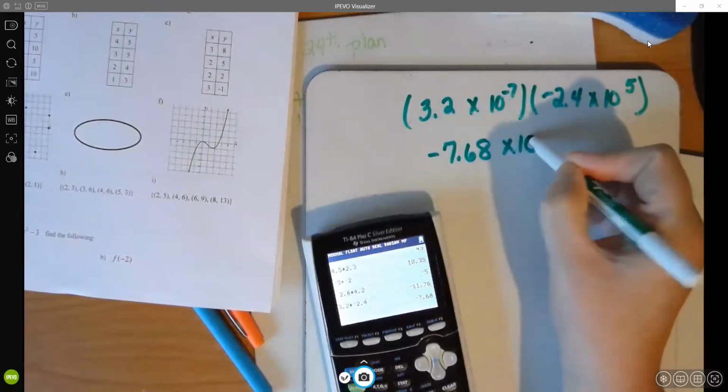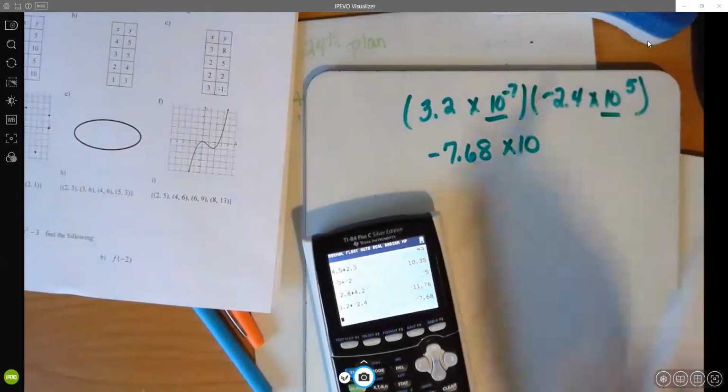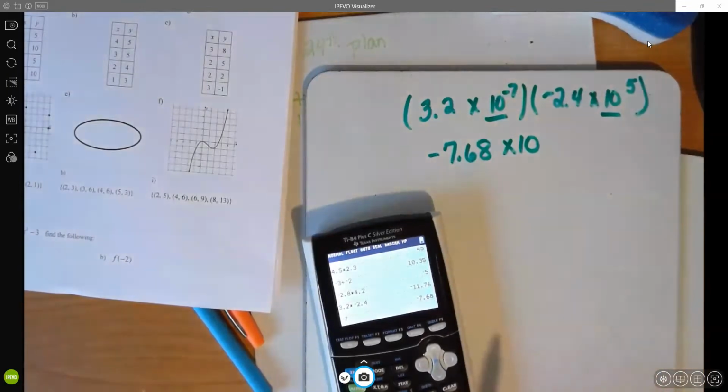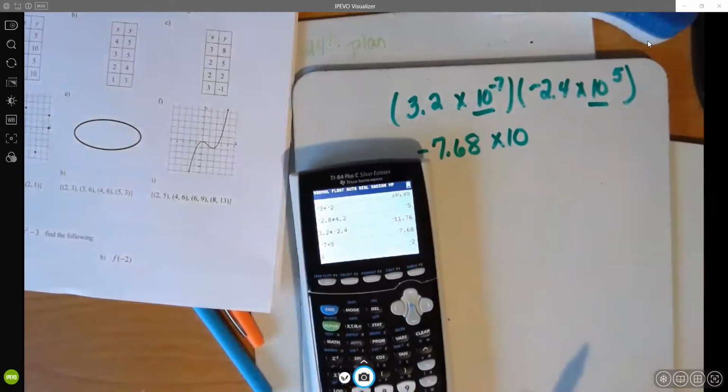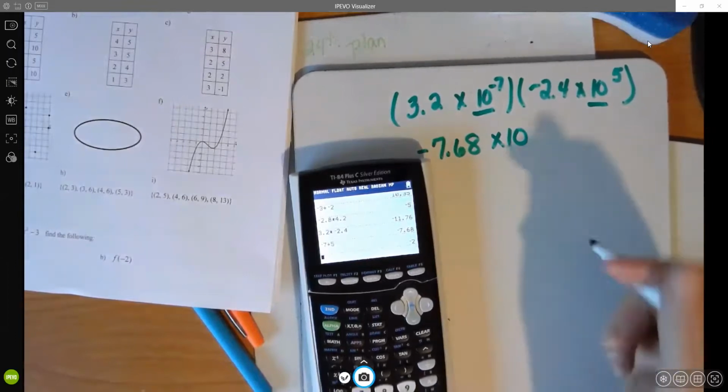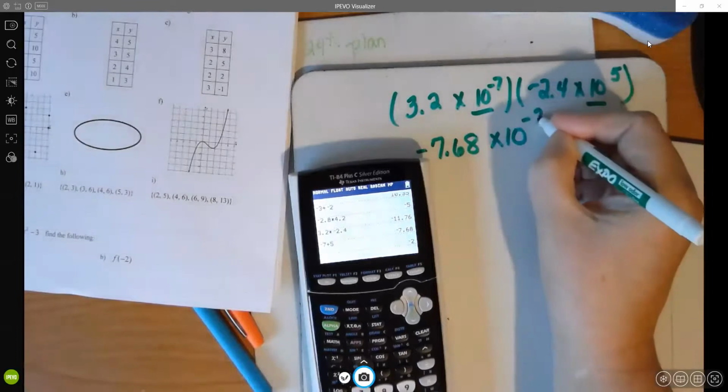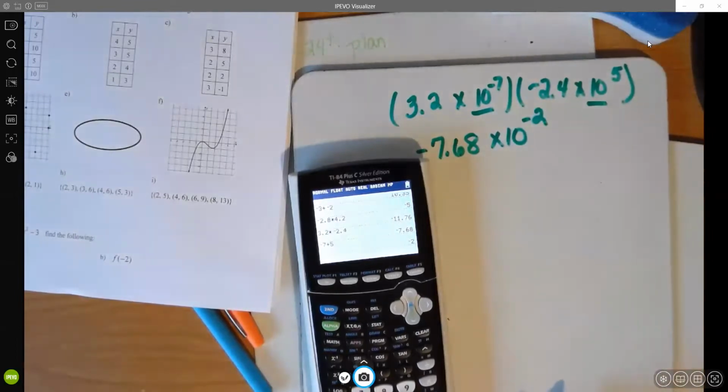Then we will add the exponents, negative 7 plus 5. Notice that even though I can add negative 7 plus 5 in my head, I do take the time to do that on the calculator, because these are a little different: we are adding positive and negative exponents, which you may not have done previously. And so that gives me negative 2.